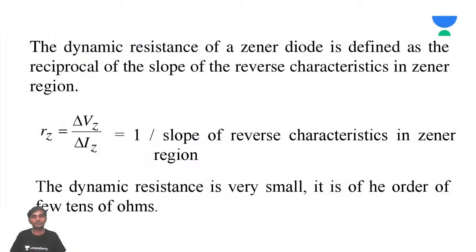Next. The dynamic resistance of a Zener diode is defined as the reciprocal of the slope of the reverse characteristics in a Zener diode. So that is nothing but delta Vz by delta Iz. It is nothing but the slope of the reverse characteristics in a Zener diode.